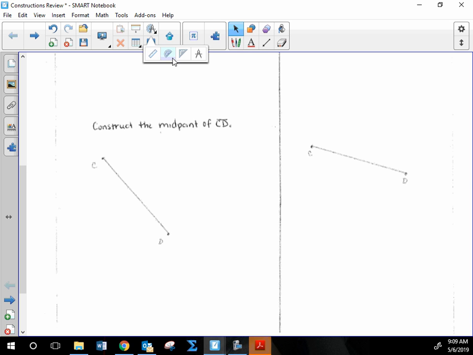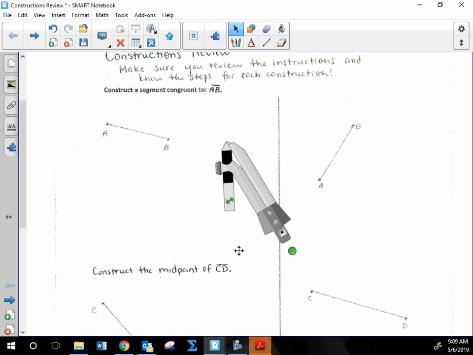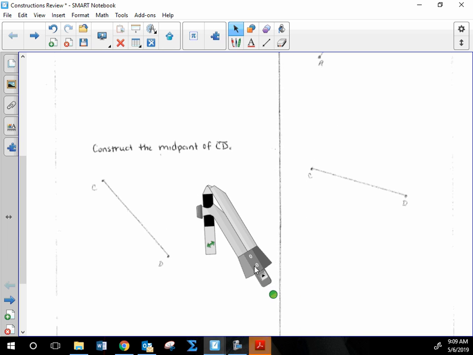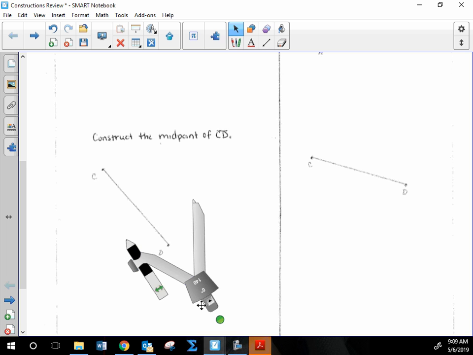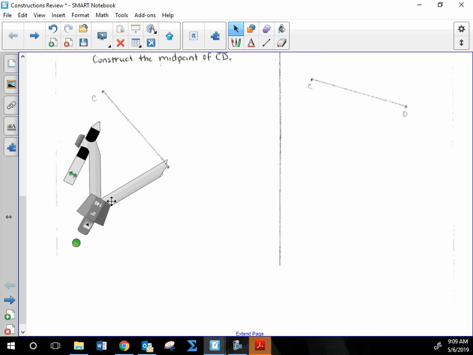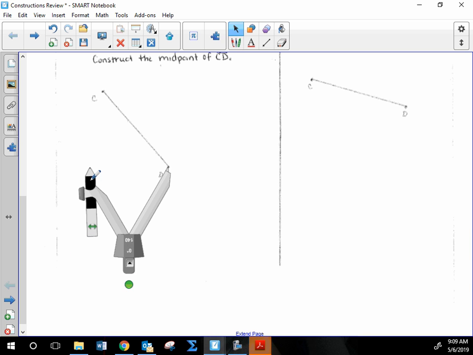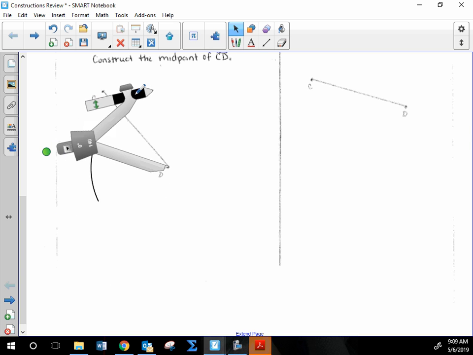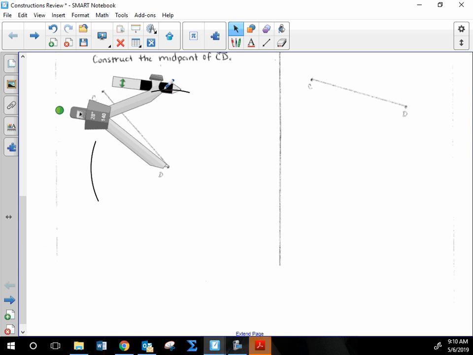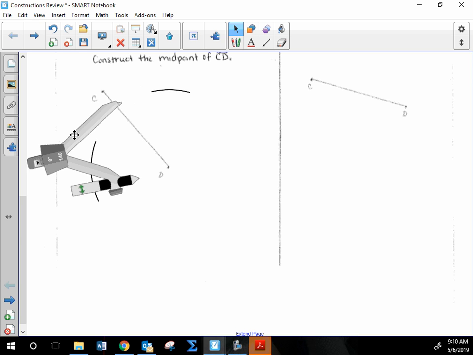So we take our compass. And we want it to be more than half the distance. And what we're basically doing is just drawing a little arc above and below. So here's an arc above and below. I guess that's technically below and then above. And then we just repeat on the other endpoint.